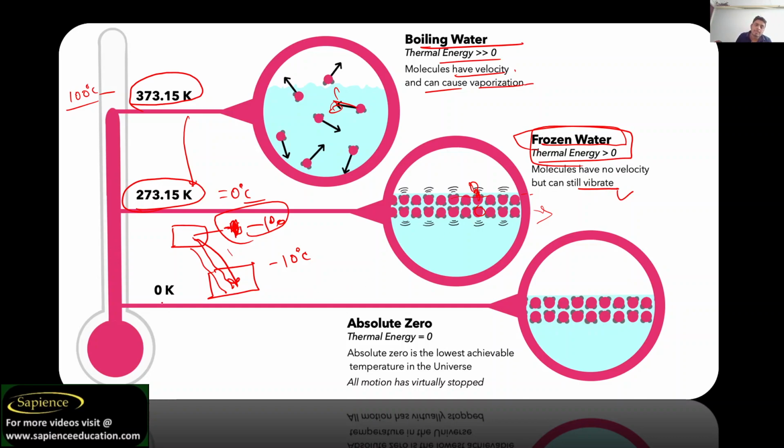Now, if you come to the case of 0 Kelvin or minus 273.16 degrees Celsius, what is happening? It has zero thermal energy. Absolute zero is the lowest achievable temperature in the universe, and all motion has virtually stopped. So at this point, no molecules are vibrating at all. We can say that it is not vibrating at all, right? I hope you have understood now.